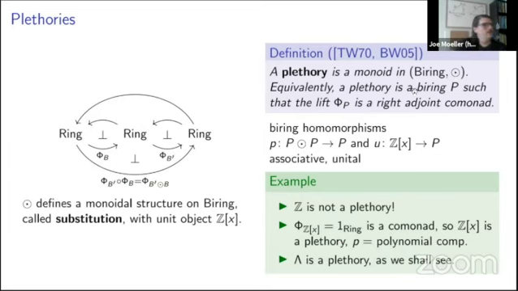Another way of thinking of it is that the lift of the representable is always a right adjoint, but we're now asking it also to be a comonad.